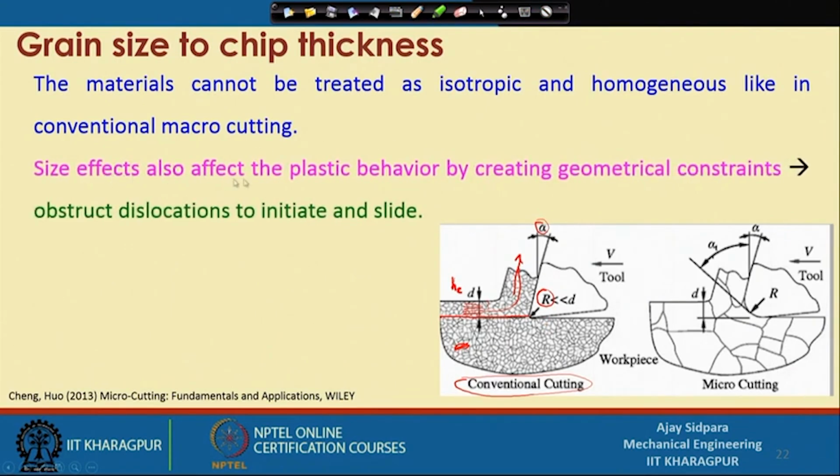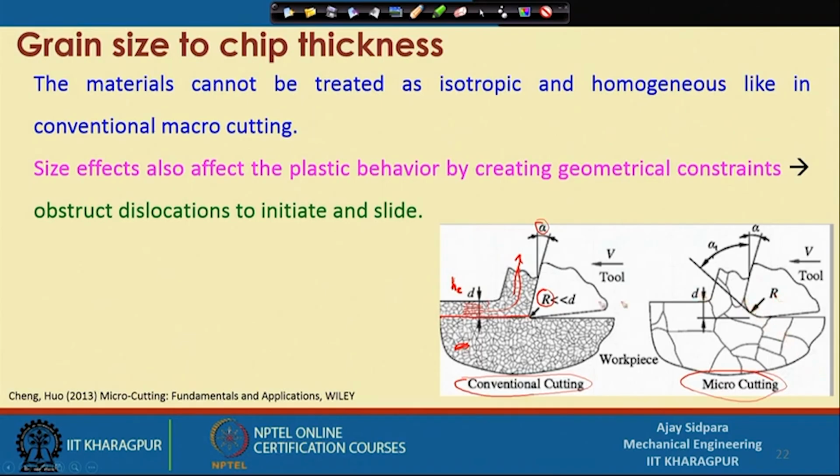Size effect also affects the plastic behavior by creating the geometrical constraint, obstructing dislocation to initiate and slide. Now, consider this example. This is the same thing, but at a micro cutting, at micro level. Now, many things are changed here. First thing is that R is not smaller than D. So, you consider R equal to D or R is bigger than D.